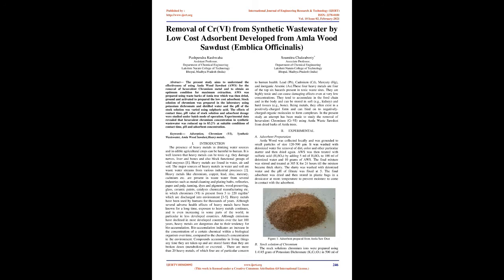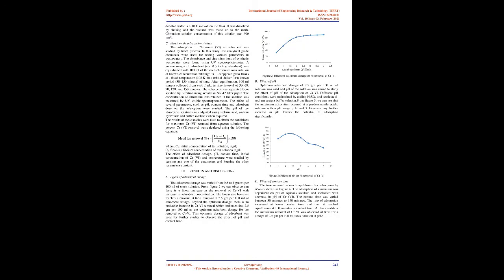They tend to accumulate in the food chain and in the body and can be stored in soft, e.g., kidney, and hard tissues, e.g., bone. Being metals, they often exist in a positively charged form and can bind onto negatively charged organic molecules to form complexes. In the present study, an attempt has been made to study the removal of hexavalent chromium, Cr6, using amla waste sawdust from dried barks of amla trees.